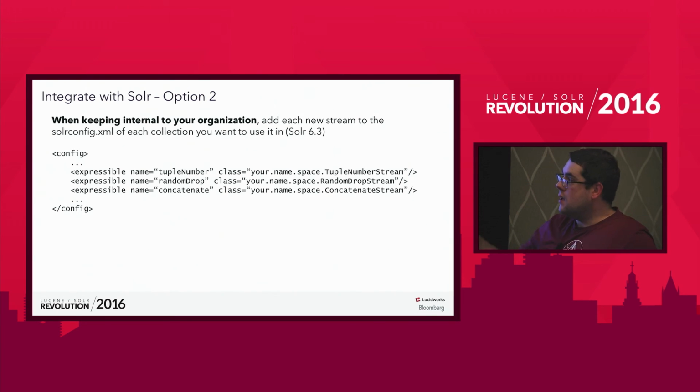A comment about this: if you decided, I don't want to call the inner join stream inner join because my users don't know what an inner join is, I just want to call it join, you would say expressible name equals join and then the implementation of the inner join class, and join now becomes a valid function name for you. It will override the inner join that was in there by default. So you can override the names if you want to. I wouldn't suggest that you do that, but there are cases where you might want to.